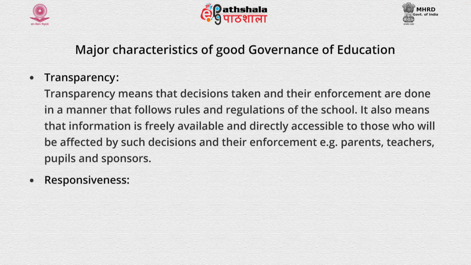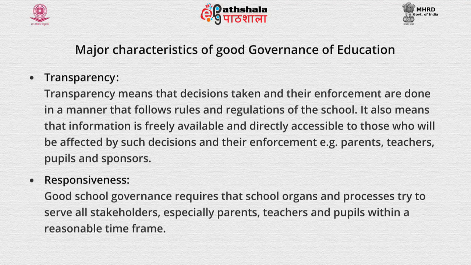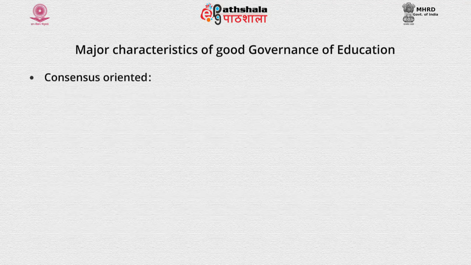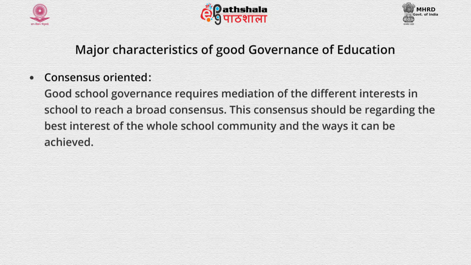Fourth one is responsiveness. Good school governance requires that school organs and processes try to serve all stakeholders, especially parents, teachers and pupils, within a reasonable time framework. Consensus oriented, good school governance requires mediation of the different interests in school to reach a broad consensus. This consensus should be regarding the best interest of the whole school community and the ways it can be achieved.